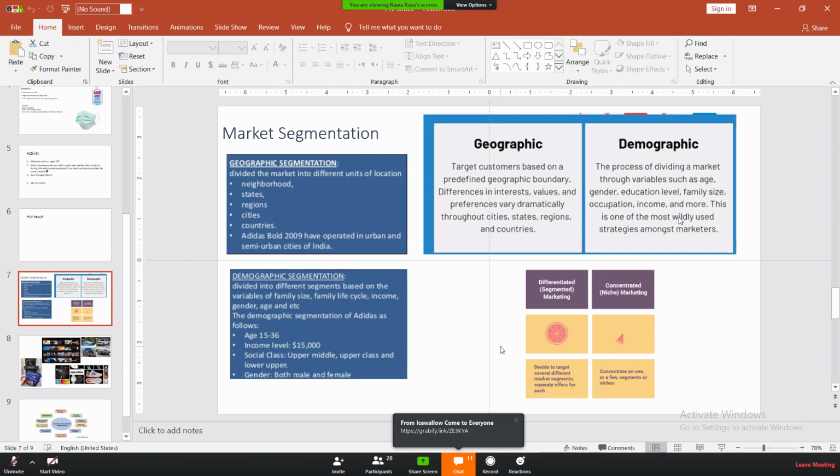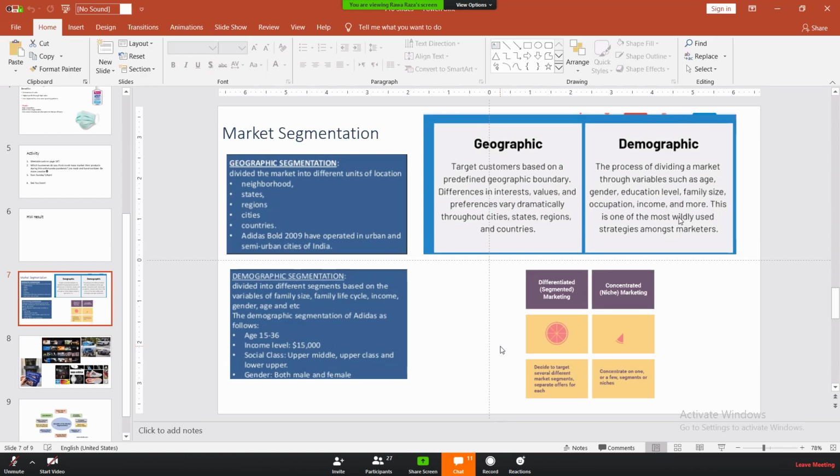Demographic means a bunch of things. If you separate your market according to age, for example, making a certain type of headphones that is suitable for people to use between the age of 15 to 36, let's say. Okay. So its shape, its design, its features would be different. Also, clothing manufacturers do this all the time.